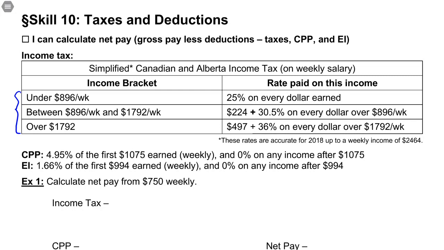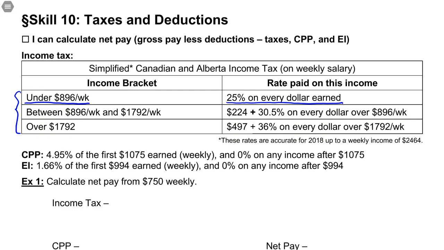And so if you earn under $896 per week, you pay 25% on every dollar you earn. So if you earn $100, $25 of that goes to the government and you get to keep 75. Just sort of an aside, it's actually a little bit more complicated than this. There's something called a deduction that everyone gets off of your income. So it means that very, very low-income workers actually pay no income tax. But we're just going to ignore deductions for this. The point is just understanding what taxes are.